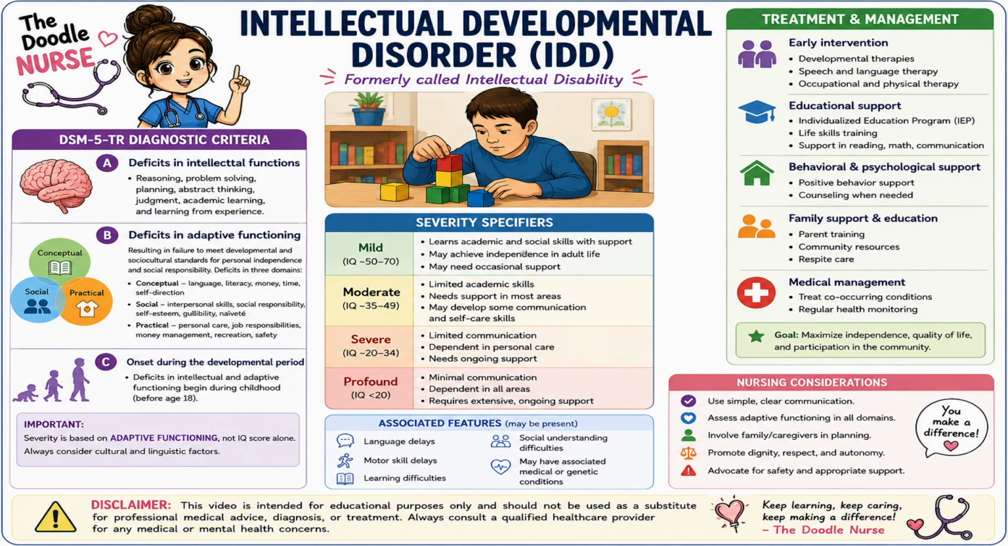So, now let's talk about one of the most important concepts related to IDD, which the DSM-5 TR emphasizes: severity is determined by adaptive functioning and not the IQ alone. Severity levels include mild, moderate, severe, and profound. Individuals with mild IDD often develop academic and social skills with support and may achieve a significant degree of independence as adults. They may need occasional assistance with complex life tasks such as financial planning or decision making.